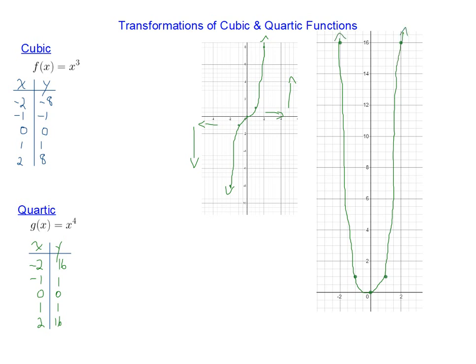Notice the end behavior. As x goes towards negative infinity, y is going towards positive infinity. And as x goes towards positive infinity, y is going towards positive infinity. So those are the two base functions that we're going to look at here, and we're going to look at the transformations of those functions.